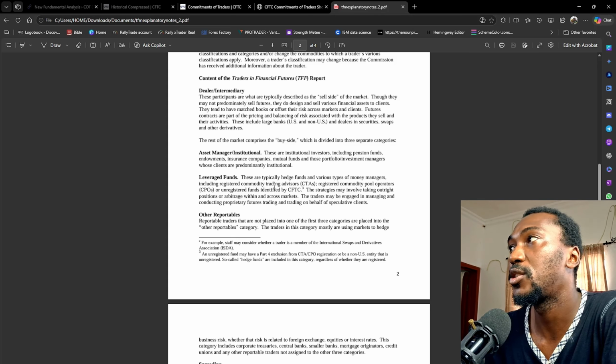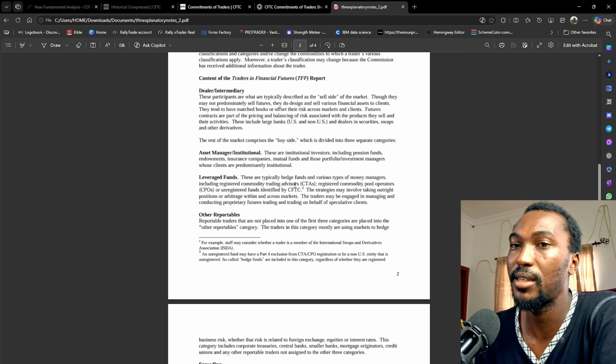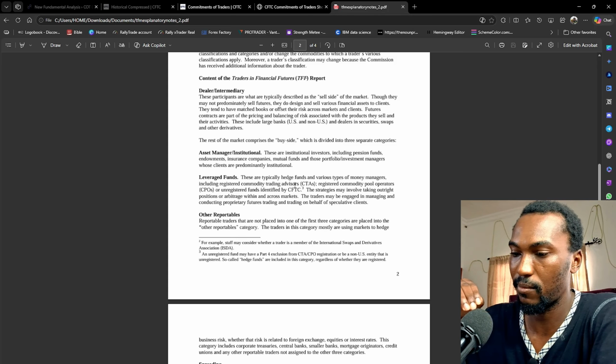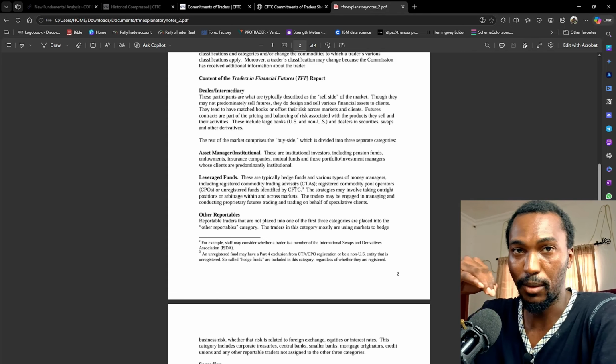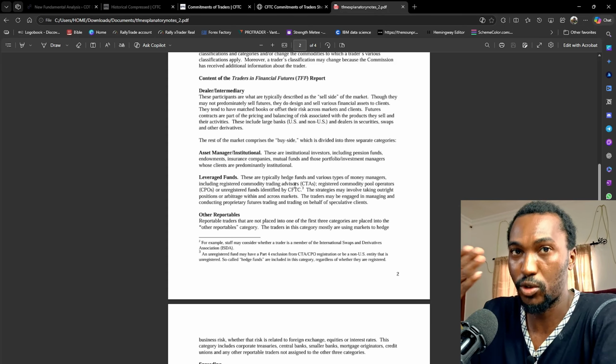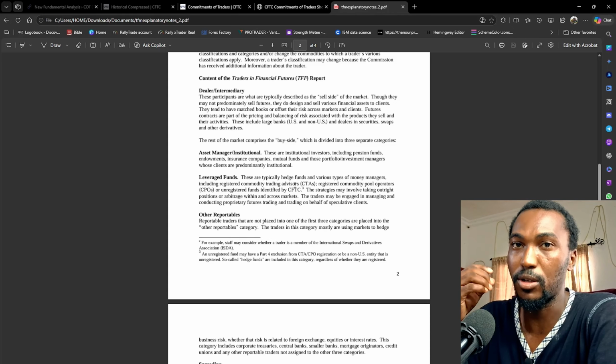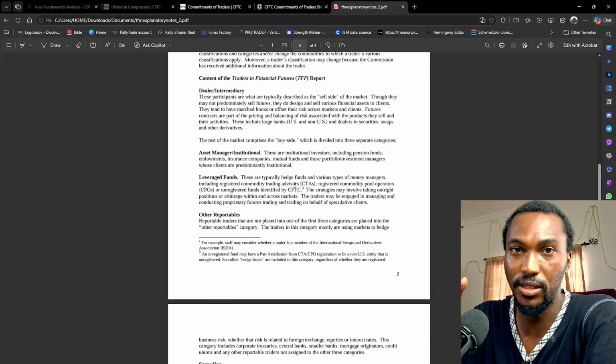including registered commodity trading advisors, the registered trading advisors that are supposed to be online doing what I'm doing right now, advising you about trading things, but they won't do it. Why? Because they do it for paid services. It's a paid service for them, so you have to pay them for them to give you this kind of advice.